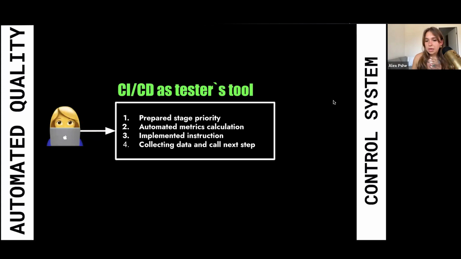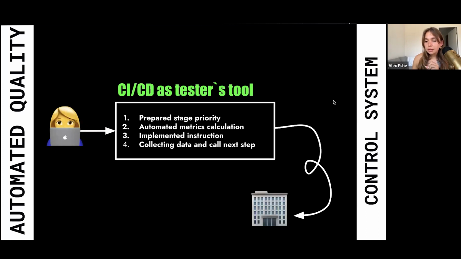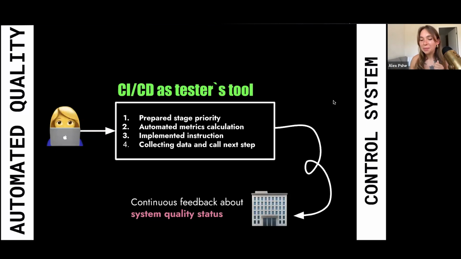And yeah, we can look at this picture as CI/CD as a tester tool. And after that, finally, we have continuous feedback about system quality status, which was our initial goal, actually. So we just achieved our initial goal, happy end. Of course, it needs some maintenance, but okay. At least if everything before has been done in the best way, technically and also in terms of process, here we will definitely have a positive outcome.